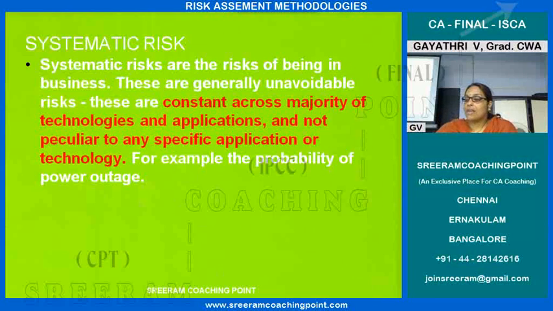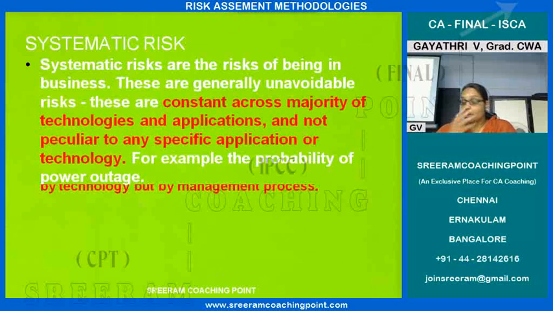Now, these are constant across the majority of technologies. They are constant and not peculiar to any specific application. For example, the probability of power outage. You never know when the current is going to go, right? So this is a systematic risk. Simple things, you will have a generator. Any shop you go, walk into Ponti Bazaar, any shop you go, they have a generator, right? Because they are used to the risk. That is a systematic risk for them. Understood?